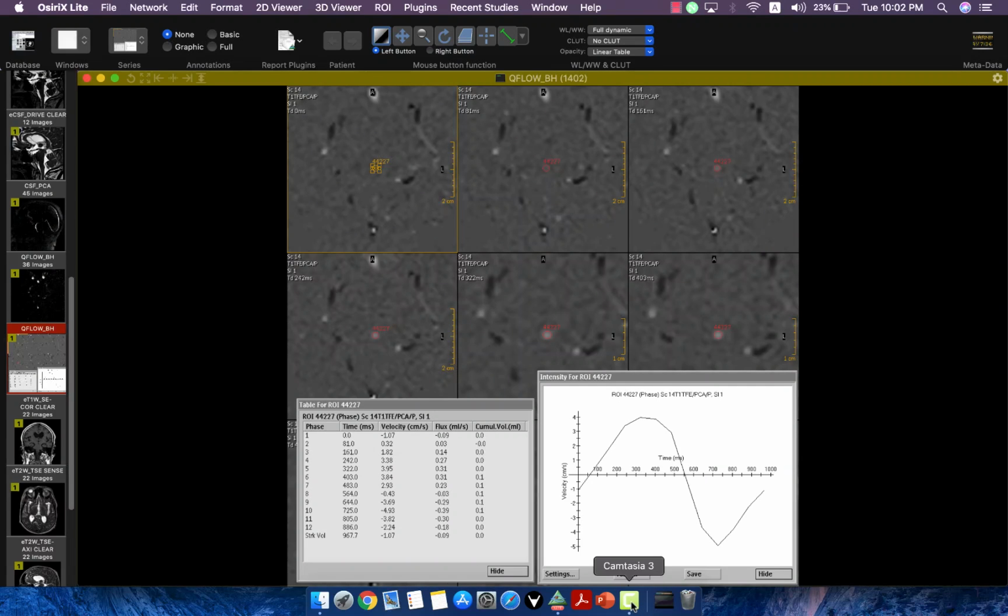So this was all about the CSF flowmetry and its clinical application.